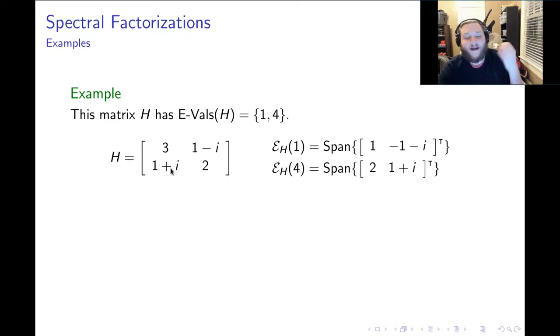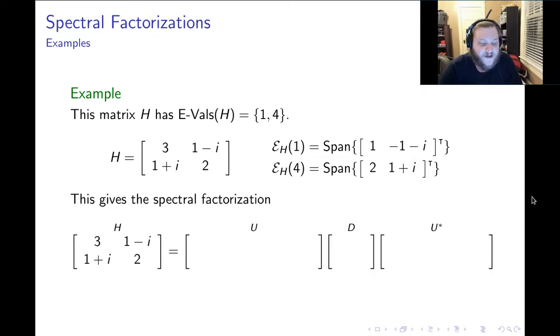Well, I went ahead and found the eigenvalues. Unsurprisingly, the eigenvalues of this matrix are real numbers because this is a Hermitian matrix. The eigenvalues here are 1 and 4. The eigenspace for H, where lambda equals 1, is spanned by the single eigenvector 1, negative 1 minus i. And the eigenspace for lambda equals 4 is spanned by the single vector 2, 1 plus i. So now I want to use this data to construct a spectral factorization.